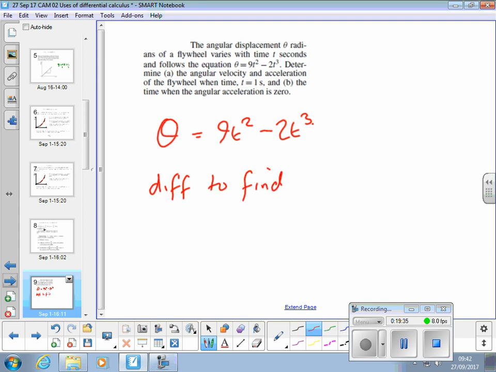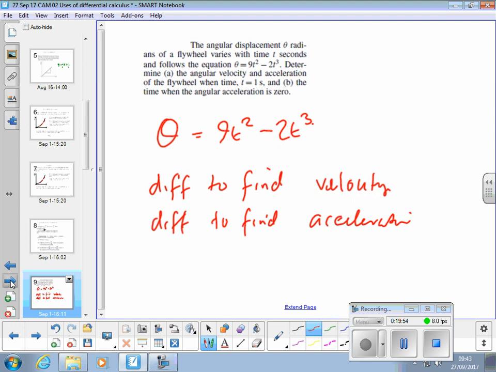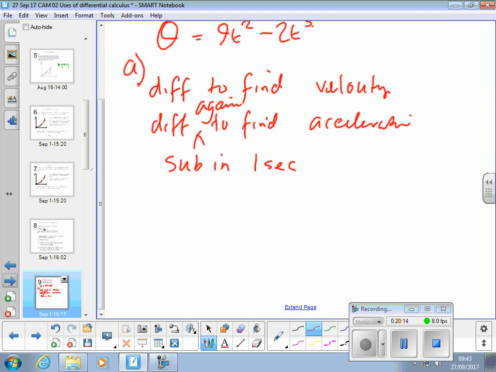Differentiate to find velocity. Differentiate again to find acceleration. And then substitute in 1 second. That'll do A. Work on B.